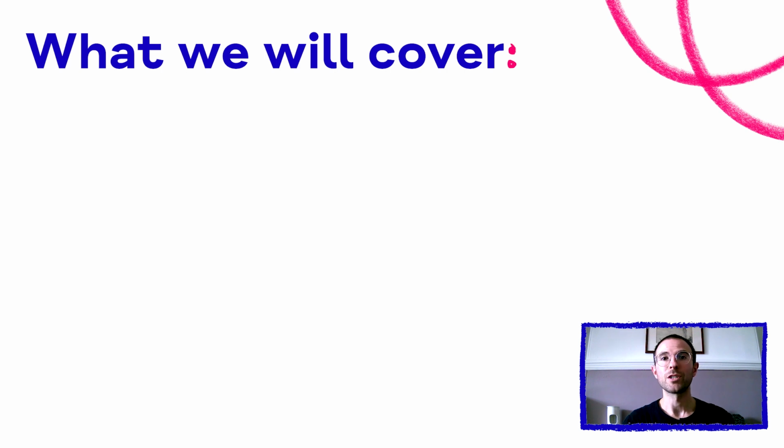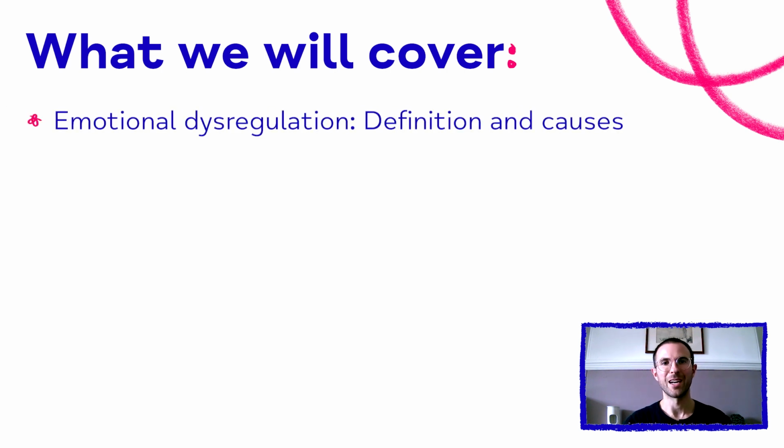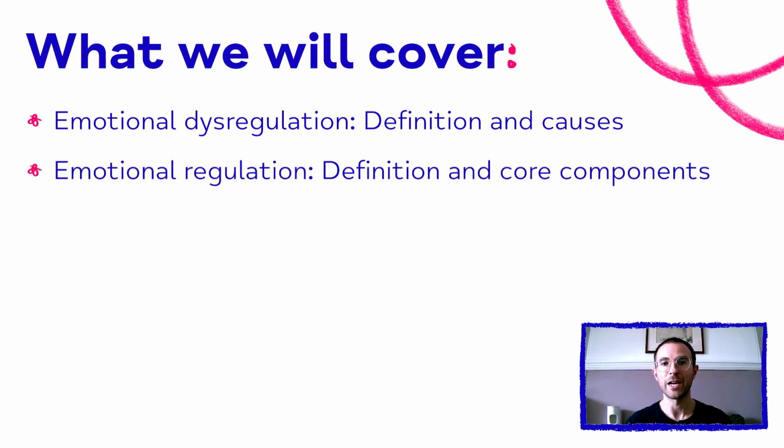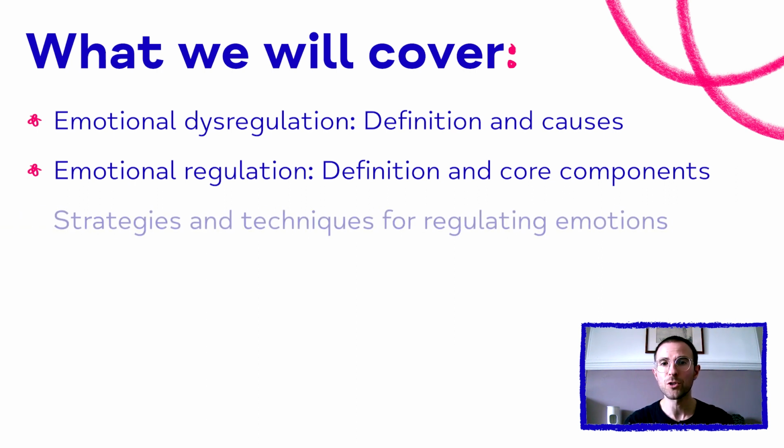Today we are going to be looking at emotional regulation. We will begin by defining what it means to be emotionally dysregulated. What happens to us on such occasions, and what are the possible causes that lie behind these states? Once we have an understanding of emotional dysregulation, we will move on to explore what it means to be emotionally regulated. As well as identifying the core components of emotional regulation, we will also discuss possible strategies and techniques that we can utilize to more reliably regulate our emotions.